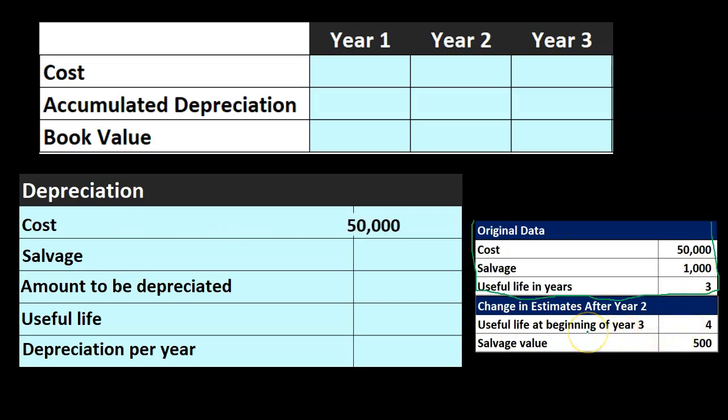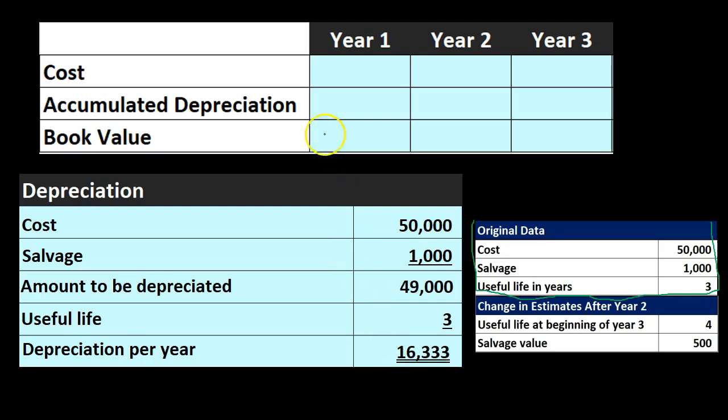So the original data, we're just going to say we had $50,000 cost. We had a salvage value of 1,000. We're going to be doing a straight line calculation. Then that gives us the 49,000 to be depreciated. 50,000 cost minus the salvage, what we think we'll be able to get for it for scrap at the end of its useful life, gives us the amount we're going to depreciate over its useful life, currently 3 years. So 49,000 divided by 3 years gives us 16,333. This is an estimated number here. It's really 16,333.333. We're estimating to the nearest dollar.